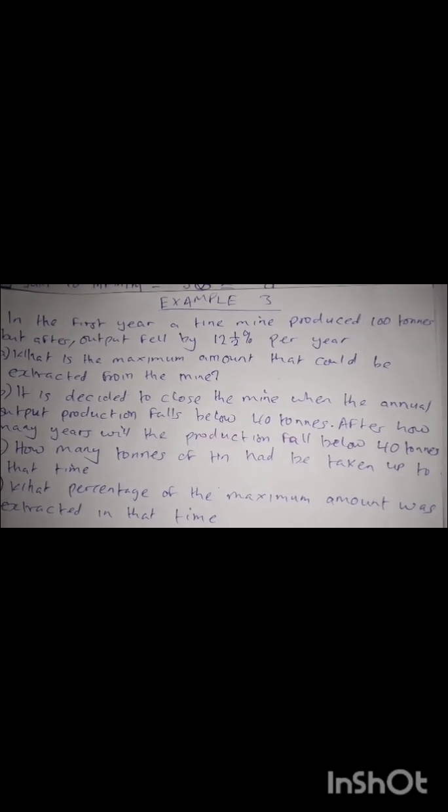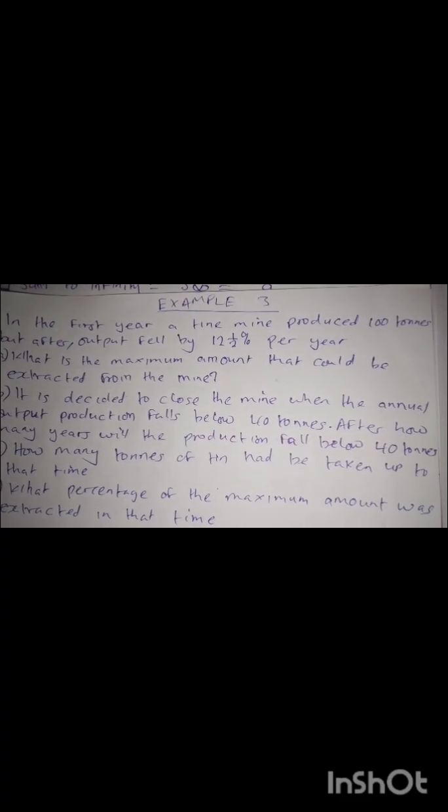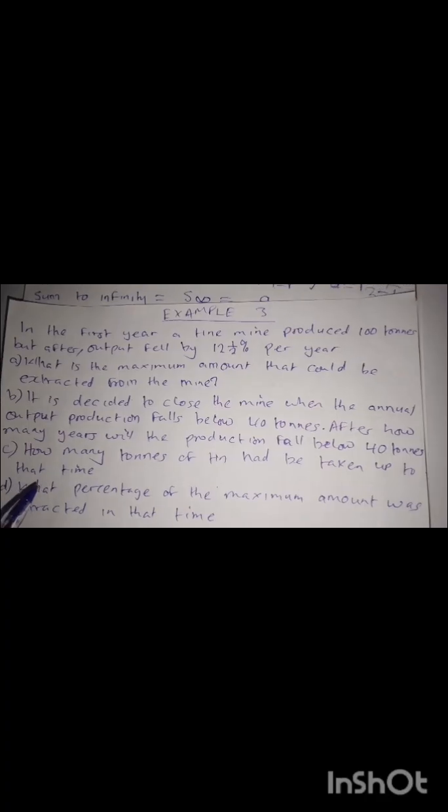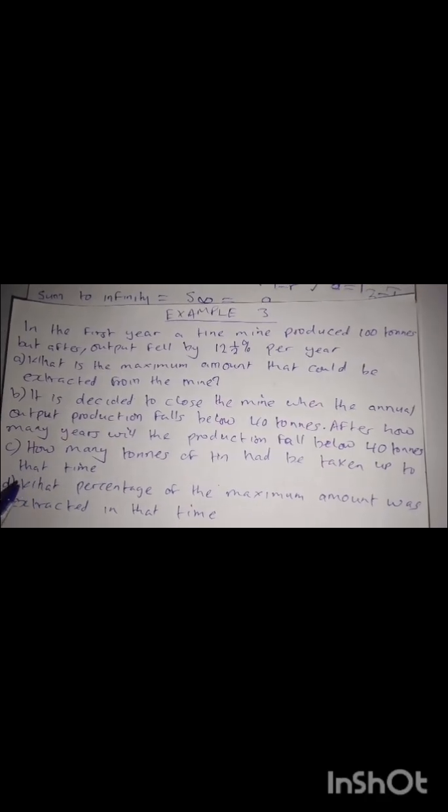Then our B is saying, it is decided to close the mine when the annual output production falls below 40 tons. After how many years will the production fall below 40 tons? Then our C is asking, how many tons of tin had been taken up to that time? Then our D is asking, what percentage of the maximum amount was extracted in that time? So let's look at the solutions quickly.